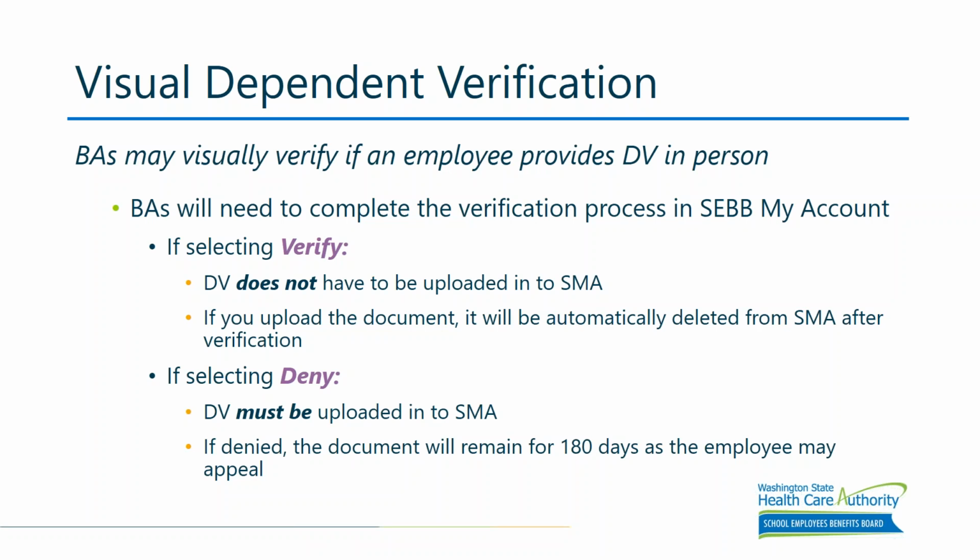Now, if you look at the document and it's not acceptable, and you are going to deny the document, it will need to be uploaded into SEBB BA account. That's because it will remain in this system for 180 days. So in the case that the employee wants to appeal that decision, the document will be able to be found by the SEBB program. So we're only needing to upload documents into SEBB BA account as the benefit administrators if we are denying.